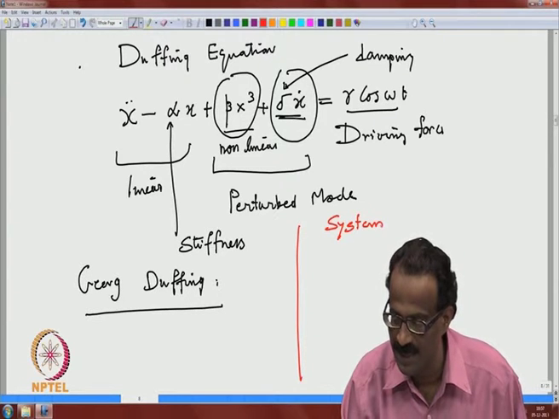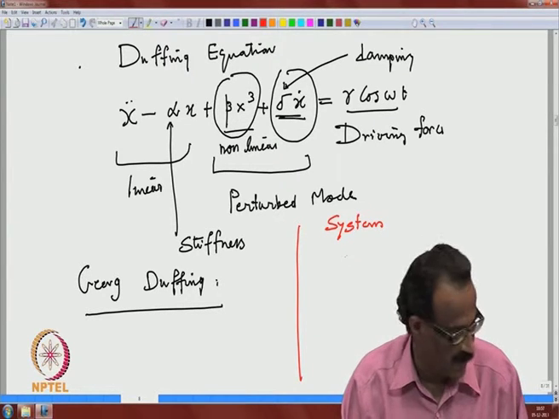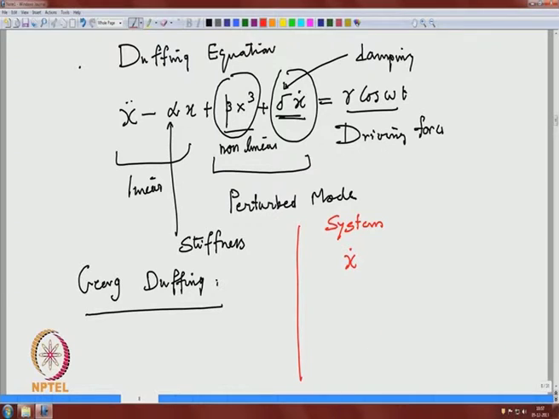You can write this as a system, with x dot equal to y, and then y dot equal to alpha x minus beta x cube minus delta y. So you see, you can write this as a system.